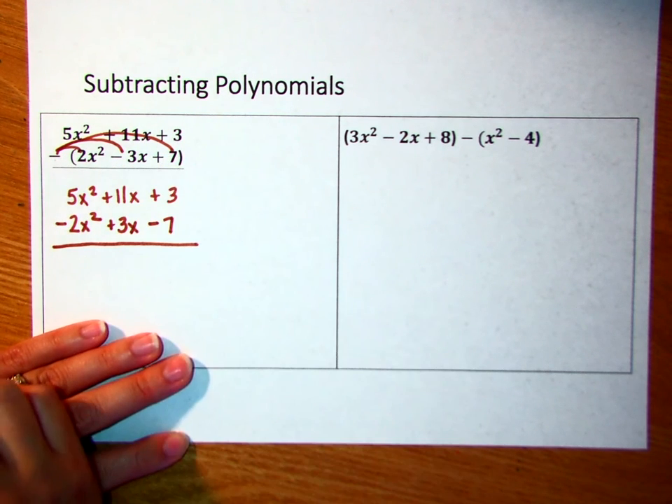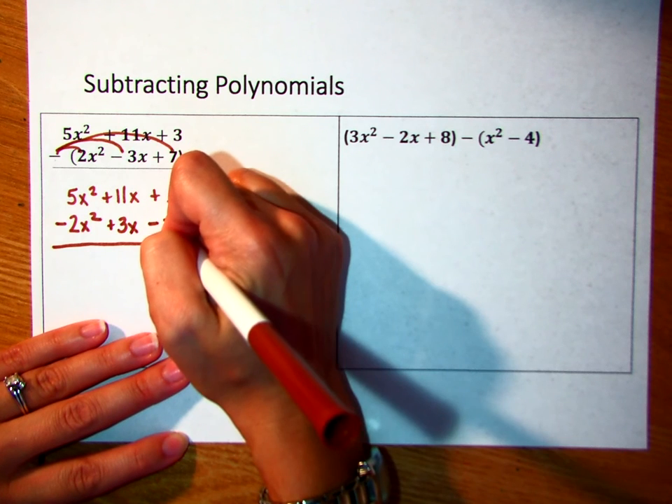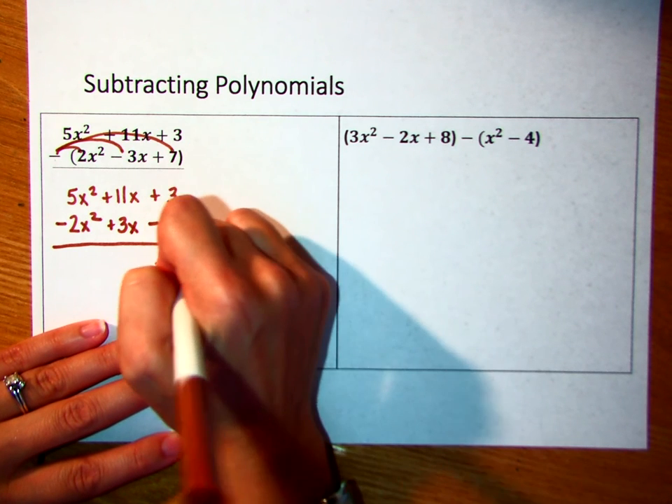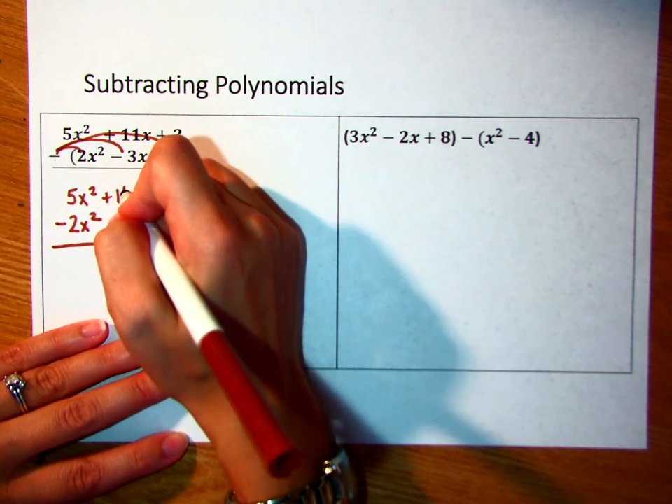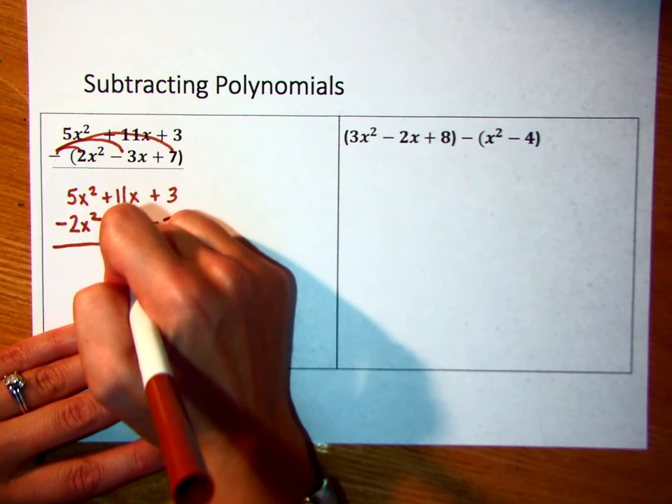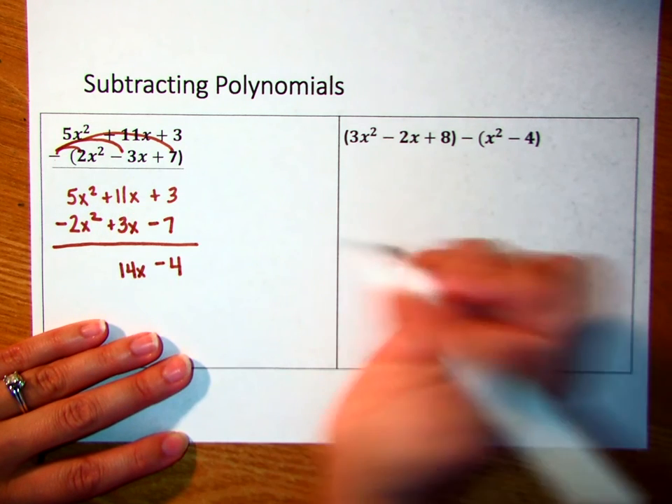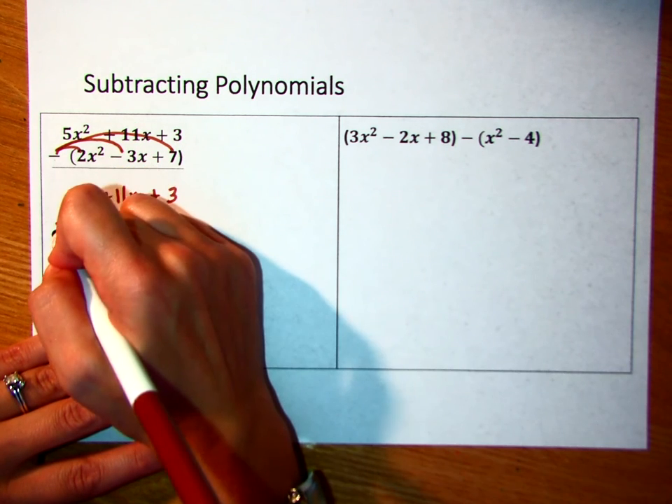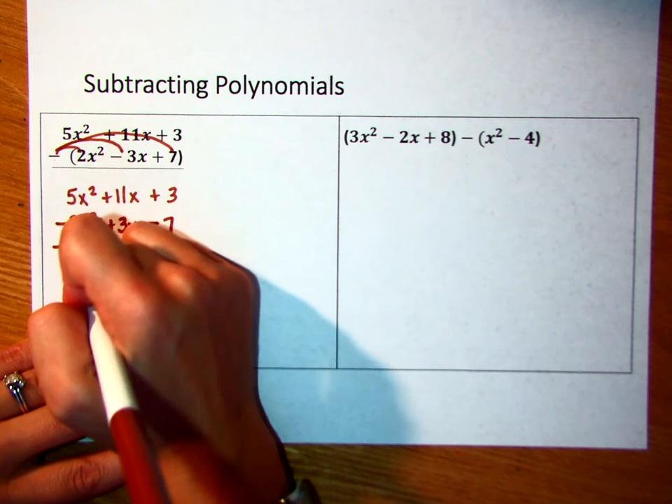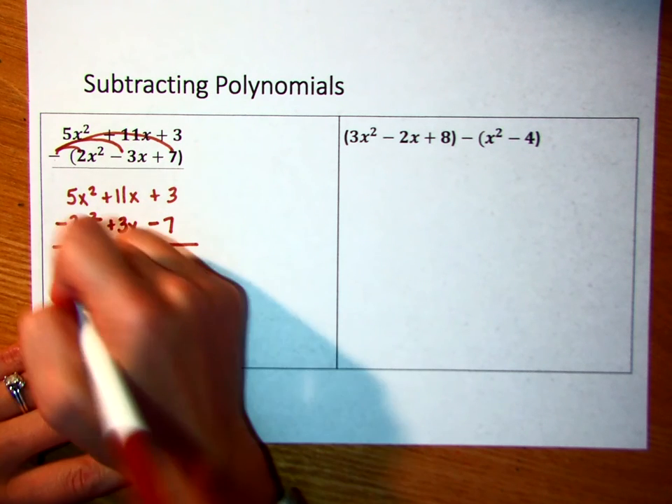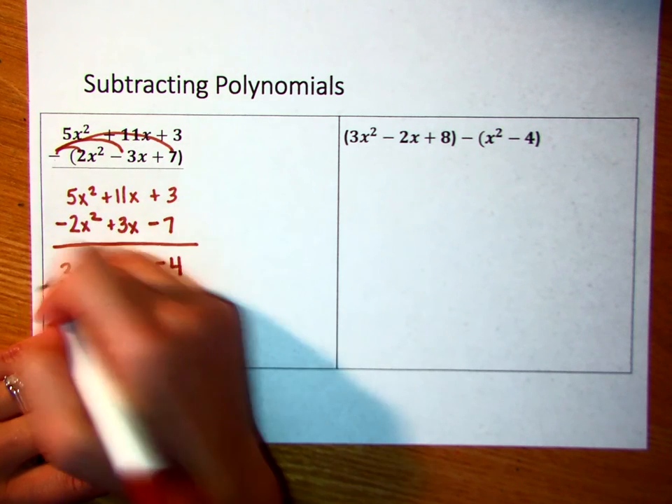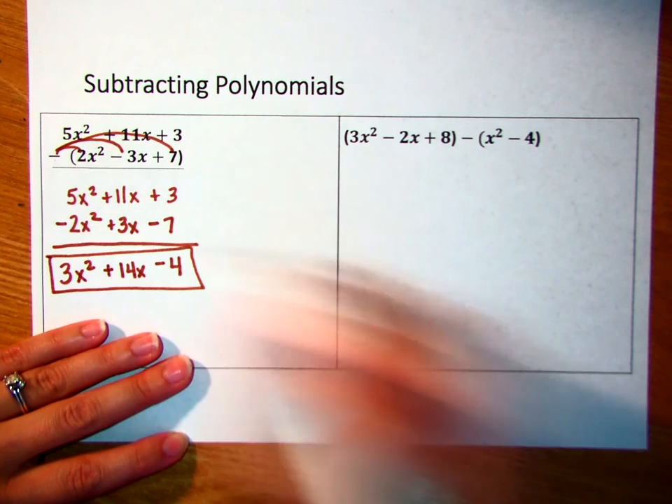Now we're ready to add straight down. So 3 and negative 7 are like terms, and they combine to give me negative 4. 11x and 3x are like terms. They combine to give me 14x. 5x squared and negative 2x squared are like terms. Those two are going to combine to give me 3x squared. And then that would be my final answer right here.